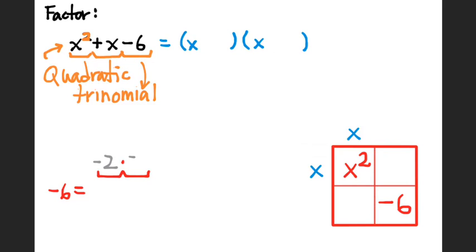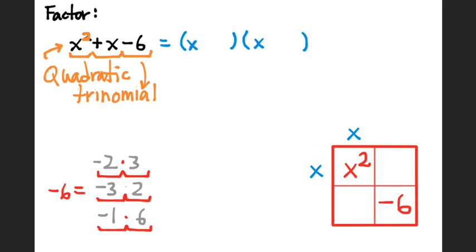Negative 2 and positive 3. Sure. So there's one possibility. Let's list a few more. What's another possibility that multiplies to negative 6? Negative 3 and 2. Sure. And let's put on one more, just so that we have the full spectrum of possibilities. Negative 1 and positive 6. Sure.